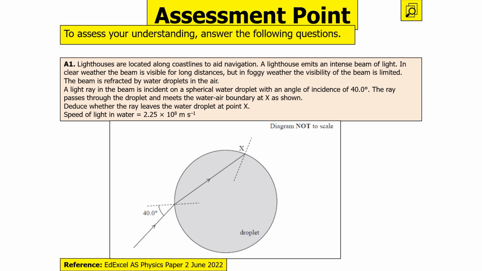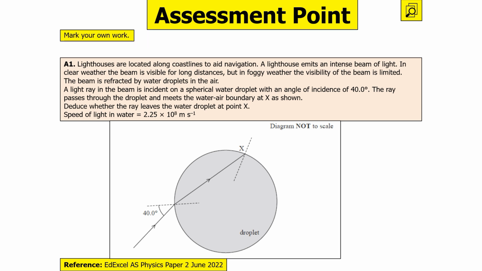A light ray in the beam is incident on the spherical water droplet with an angle of incidence of 40 degrees. The ray passes through the droplet and meets the water-air boundary at x as shown. Deduce whether the ray leaves the water droplet at a point x. The speed of light in the water is 2.25 times 10 to the 8 meters per second. So pause the video now, then unpause the video when you want to go through your answer.